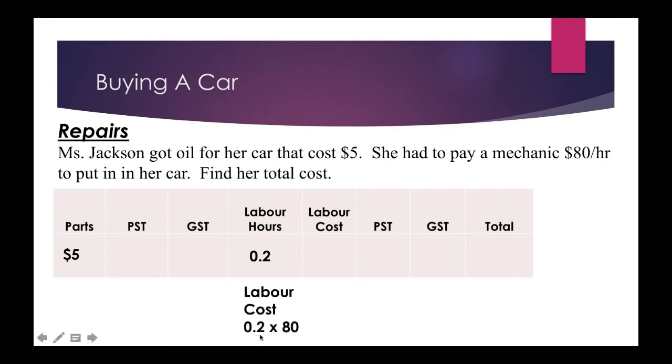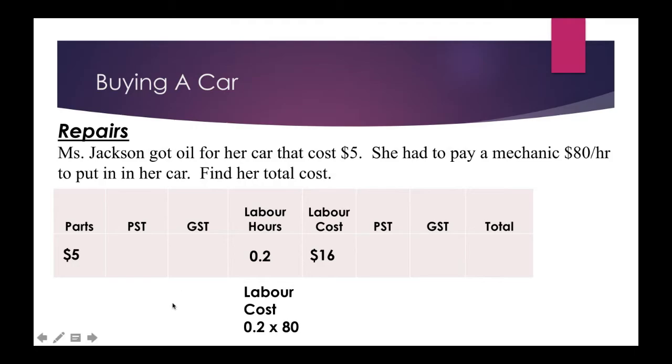So let's figure out all the things. The labor cost, the mechanic was charging you $80 an hour, but only worked for 0.2 hours. Sure enough, that works out to $16. You don't believe me? It's true. You buy $5 worth of oil and have a mechanic put it in your car for you, they'll charge you $16 to screw this lid off and pour the oil in.